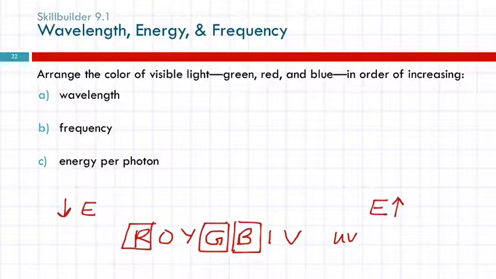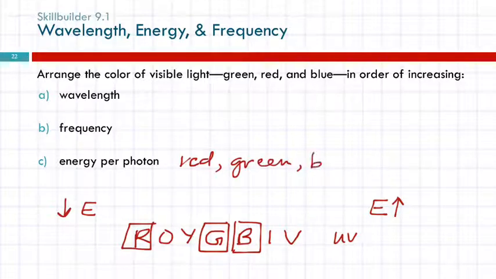I don't have to answer this question in order. I can answer question part C first, because I just figured that one out. Which is the lowest energy, red, green, or blue? Red, because it's on this end. So this one would be red, and what's next higher in energy? Green, and the most energetic is blue. Red, green, blue. Okay? Now these are asking about wavelength and frequency.